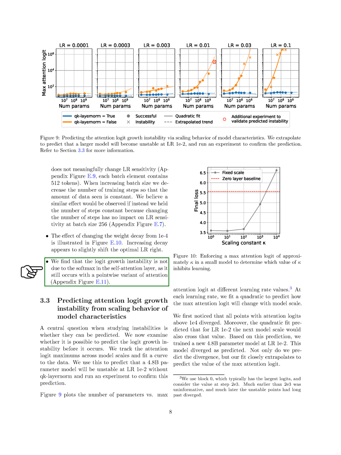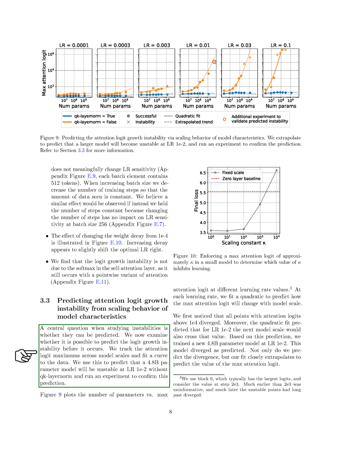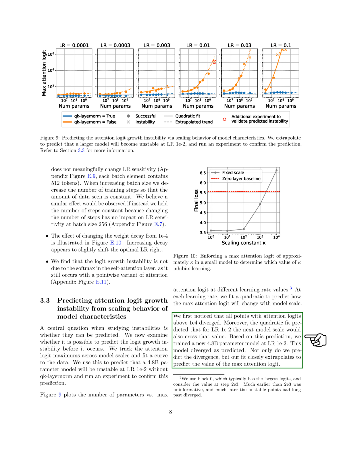We also discovered that the instability in the growth of the logit was not due to the softmax in the self-attention layer, as it still occurred with a pointwise variant of attention. A key question we wanted to answer was whether we could predict these instabilities. We tracked the maximum attention logit across model scales and fitted a curve to the data. Using this, we predicted that a model with 4.8 billion parameters would be unstable at a learning rate of 0.01 without QK layer norm. We ran an experiment to confirm this prediction and found that our model did indeed diverge as predicted. We also noticed that all points with attention logits above 10,000 diverged.